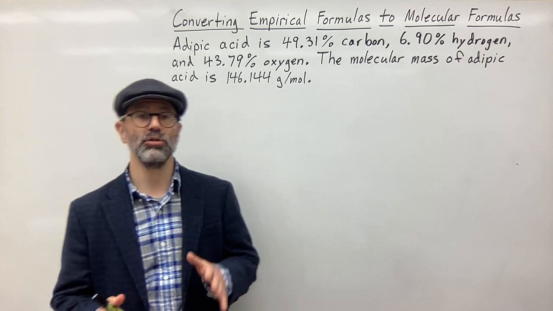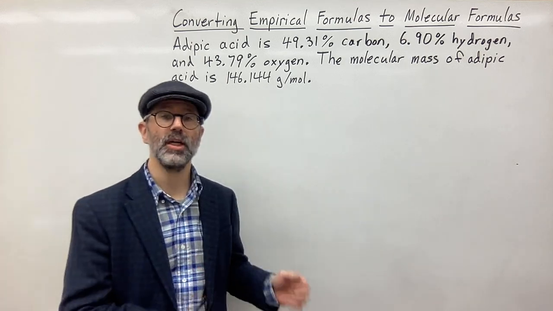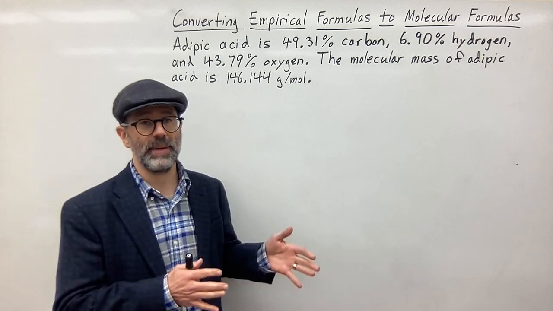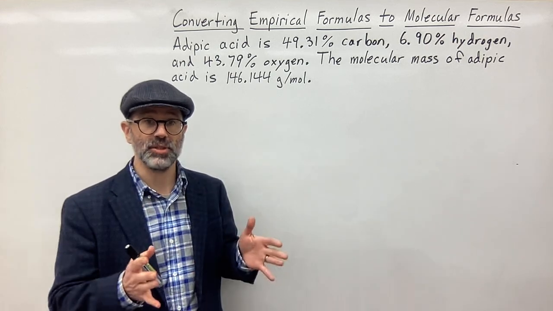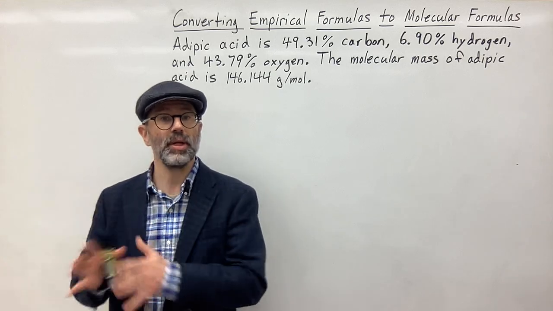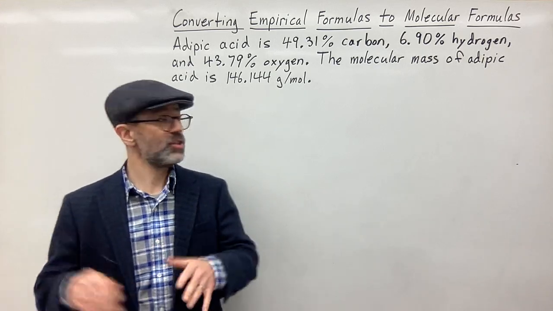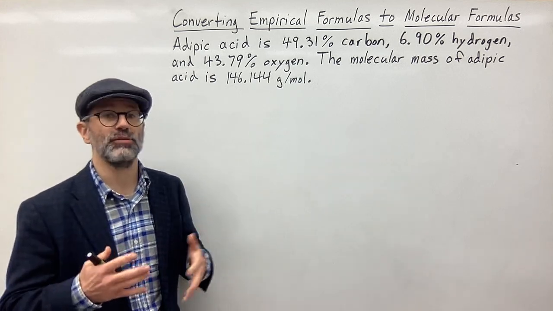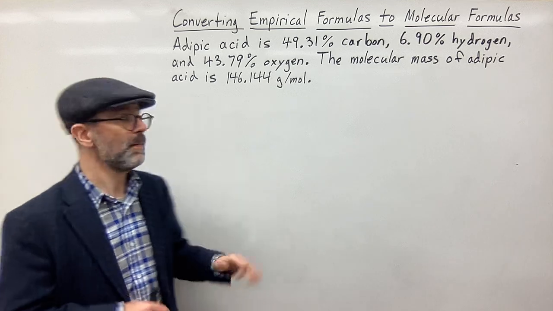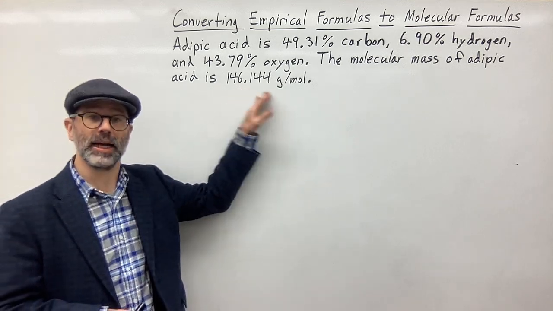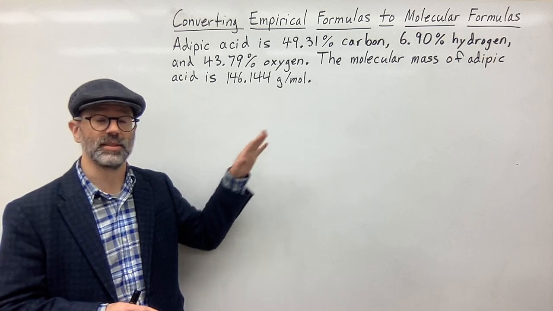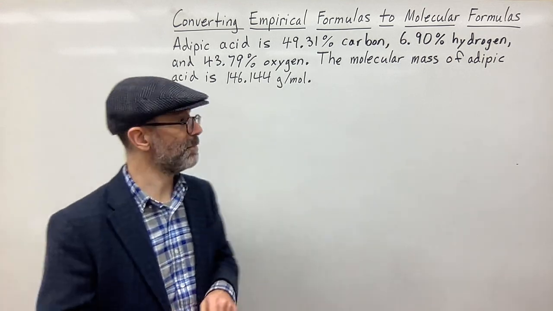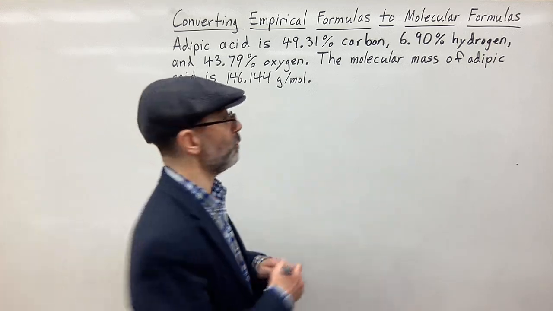Now the key to going from the empirical formula to the molecular formula is comparing the molecular mass of the substance to the empirical formula mass of the substance. That's why whenever you're given a problem that is asking you to find the molecular formula, they have to give you the molecular mass of the substance. Without that, you can't get the molecular formula. And here's why. Let's take an example.